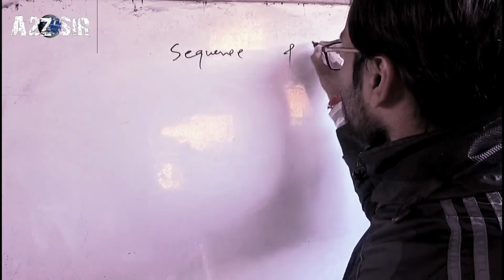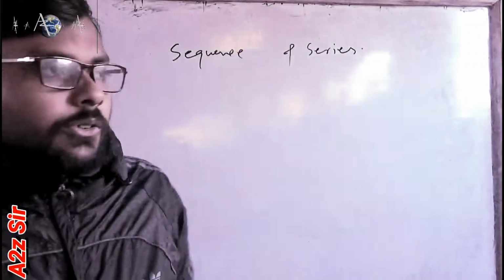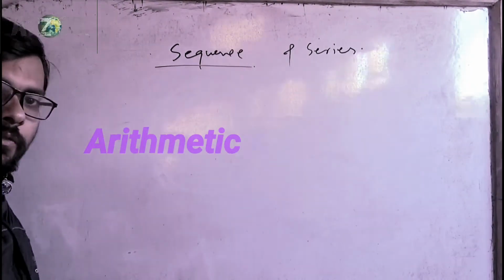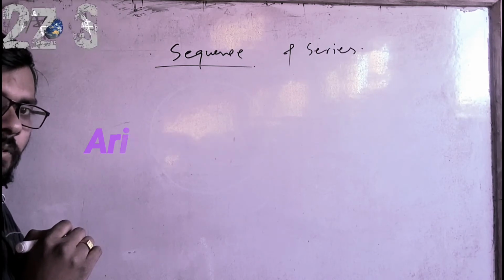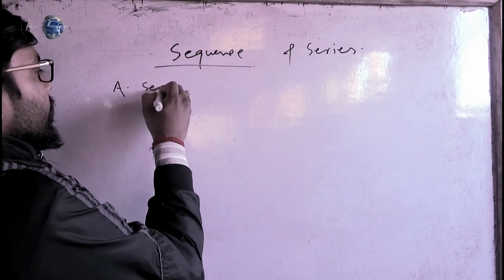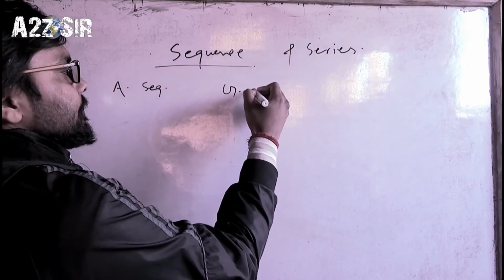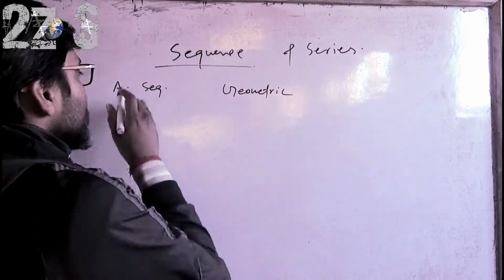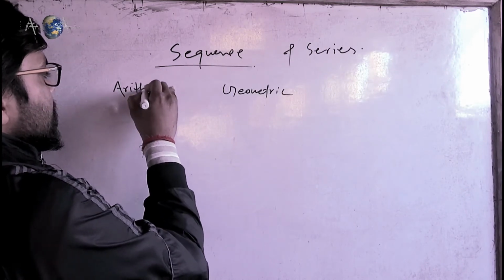Sequence and series. First, in school level we have two types of sequence. First one is arithmetic sequence, and second one is geometric sequence. This one is arithmetic.